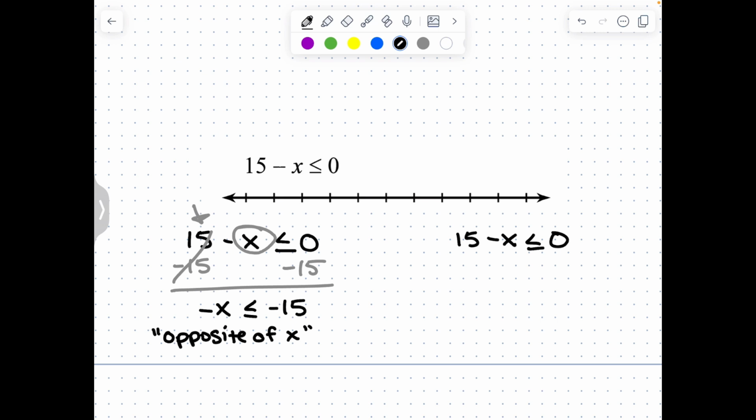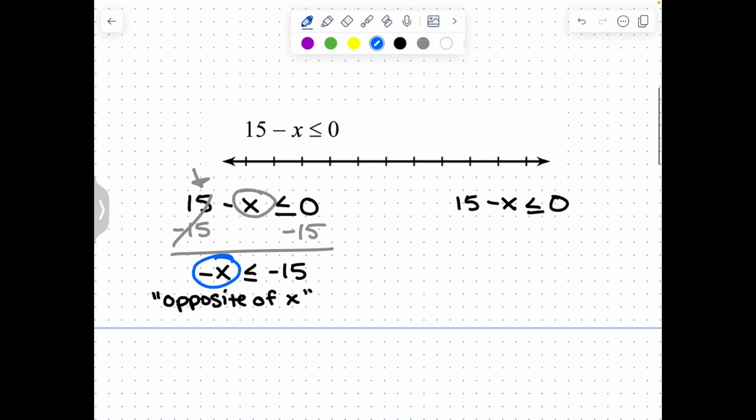because really that's what negative x means. If it's not subtracting from something, it means the opposite of x. So if x is a positive number, then the opposite of x is negative. If x is a negative number, then the opposite of x would be positive. Now we need this to be whatever the opposite of x is, we need that to be less than or equal to negative 15. So I'm going to make kind of a sidebar here.